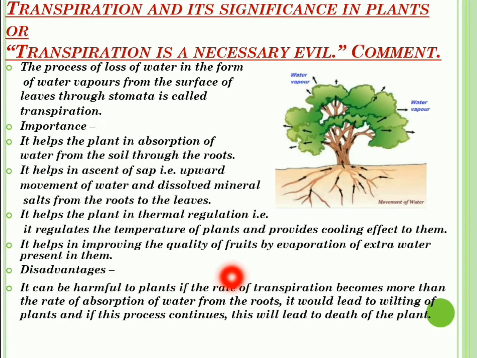If the rate of transpiration becomes more than the rate of absorption of water from the roots, then it would be harmful to the plants and leads to the wilting of the leaves of the plant. And if this process continues, this will lead to the ultimate death of the plant.